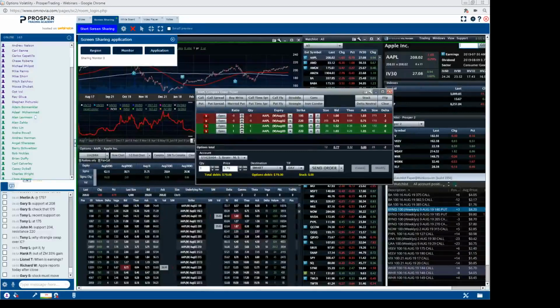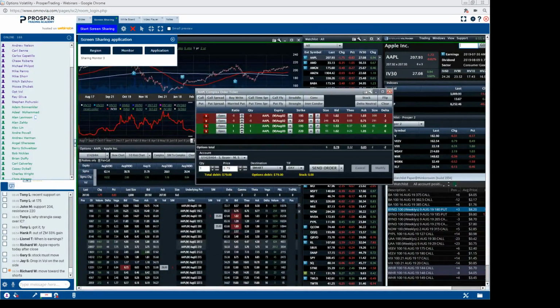Okay, Gary says stock must move. Yeah, that's one of them. We want the stock to move towards one of the two strikes. We don't care if it's up or down. We definitely want it to move to one of the two strikes.